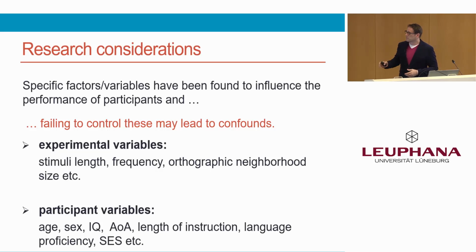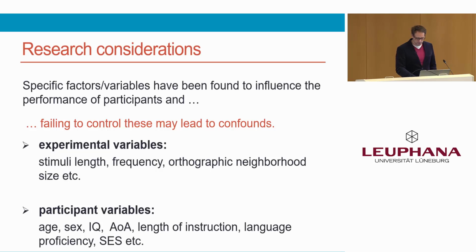Some of these can be experimental variables. So you will have to make sure that the stimuli you're using are all matched between conditions because you will always have different conditions. So the length of words, for instance, or their frequency in daily use, or their orthographic neighborhood size, for instance. And then the participant variables that are very important, particularly in group designs, are the age of participants, when they learned the second language, how long they've been instructed, language proficiency, and predominantly socioeconomic status here. Okay? That's just a general consideration before you run any kind of research.